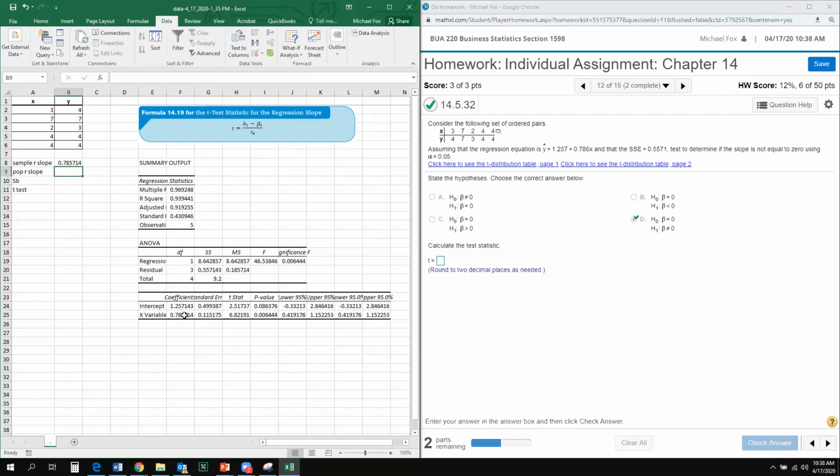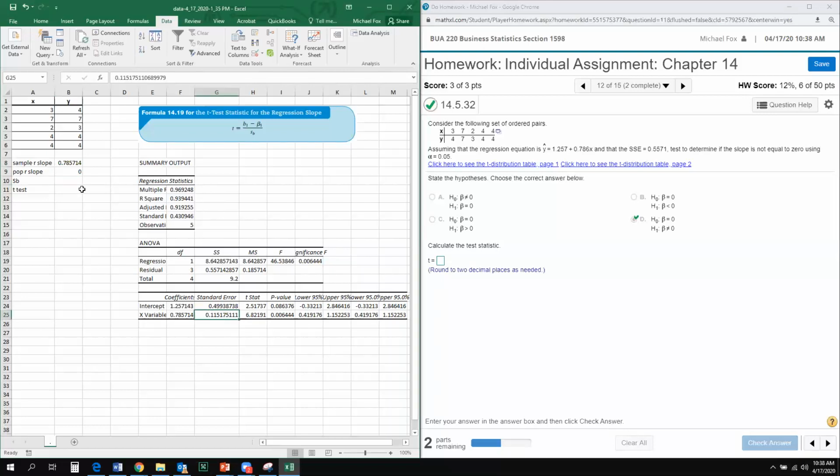Our population slope is from our null hypothesis, so our population slope is 0, because our null hypothesis is that it is equal to 0, and our alternative is that it's not equal to 0. And then our standard error of the slope: there's a formula and we can calculate that, or we can look right here, where one of these columns is standard error, and the one that goes with the slope is the number. So we don't have to do another calculation. That's why I did this little regression analysis.